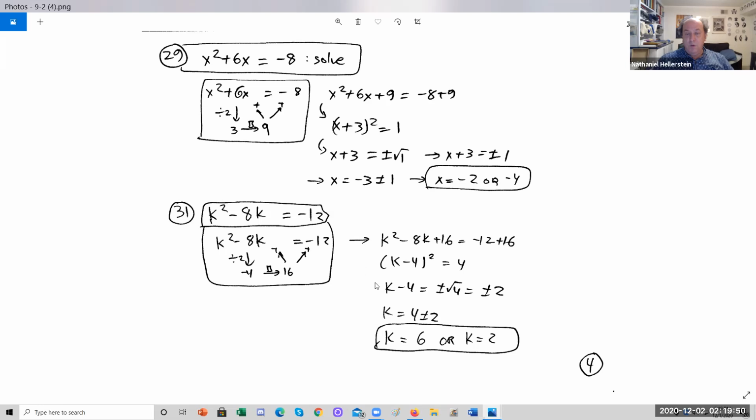Okay, take square roots. So k minus 4 equals plus or minus root 4, which is plus or minus 2. Add 4 to both sides and get k equals 4 plus or minus 2. So that's k equals 6 or k equals 2. These are the solutions to this.